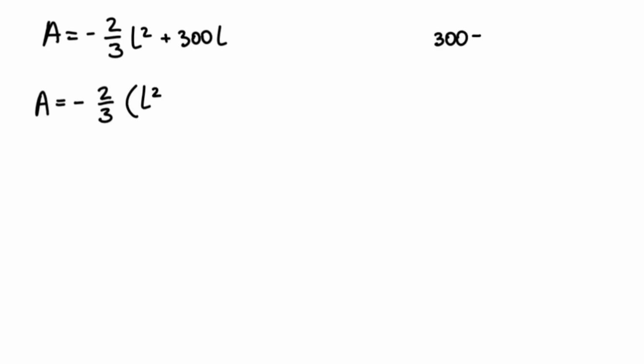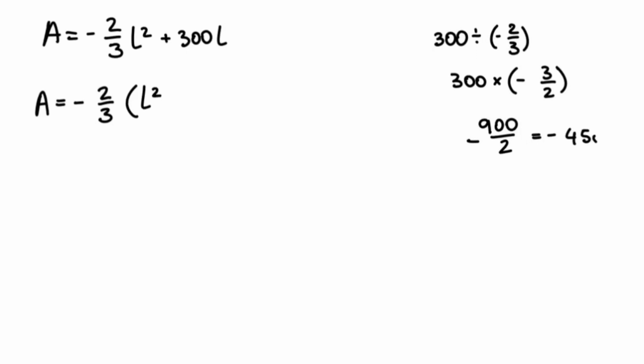So 300 divided by negative 2 over 3, since we're common factoring negative 2 over 3 from both terms. This will give us the same as 300 times negative 3 over 2. 300 times 3 is 900 over 2 with a negative, which is negative 450. So here we end up with negative 450L. Now let's continue with completing the square.